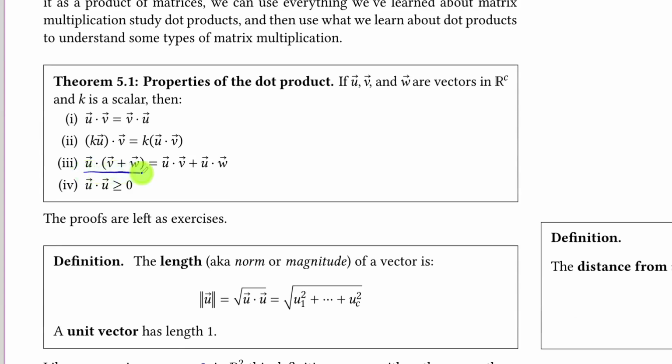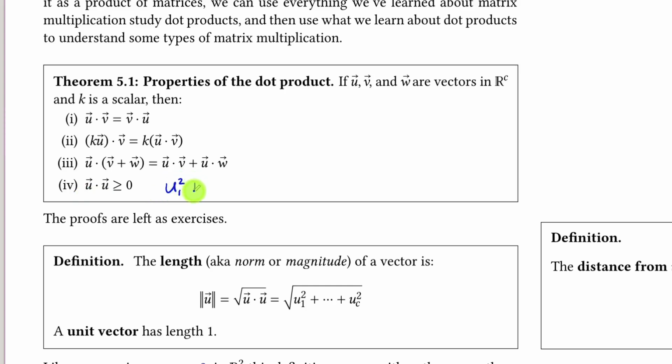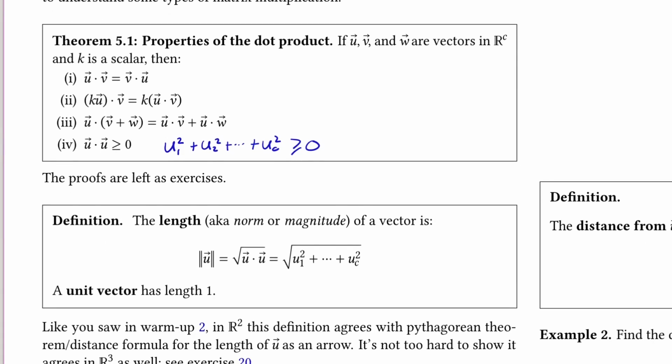We also have a distributive rule. And also, u dot u is always going to be greater than or equal to 0, because u dot u is u1 squared plus u2 squared plus yada yada yada plus un squared. And the sum of squared real numbers is always going to be greater than or equal to 0. So those are basic properties that we can use.